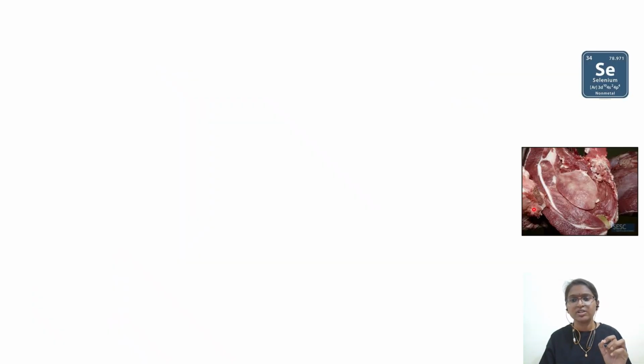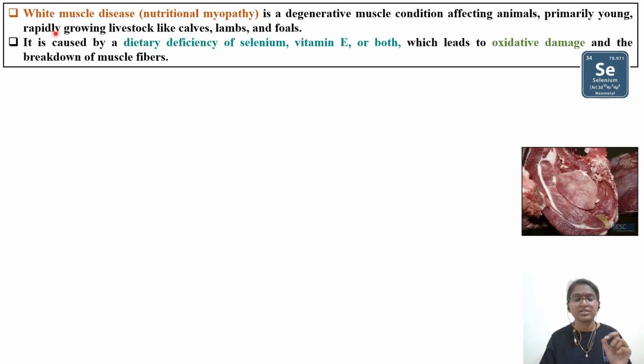Next we'll dive directly into white muscle disease, which is a nutritional myopathy. Myo means something related to muscle. It is a degenerative muscle condition affecting animals, primarily the young, as we have seen, particularly pregnant cows who are consuming fodder which is deficient in selenium.